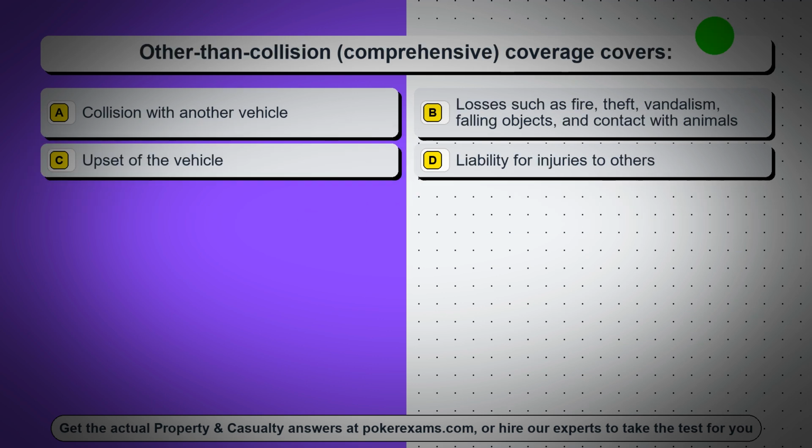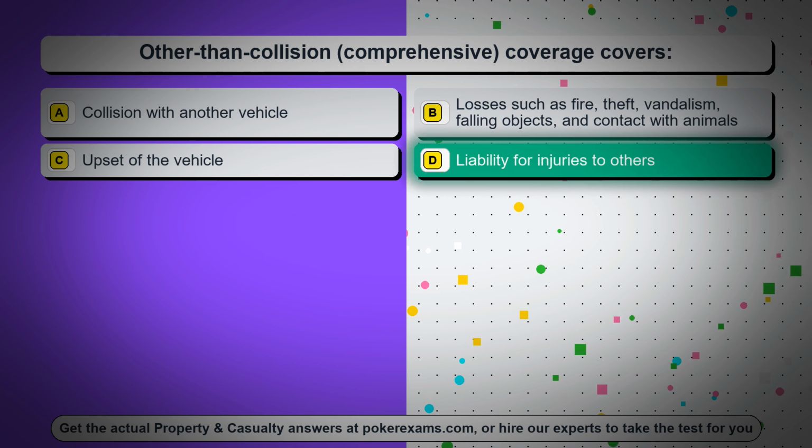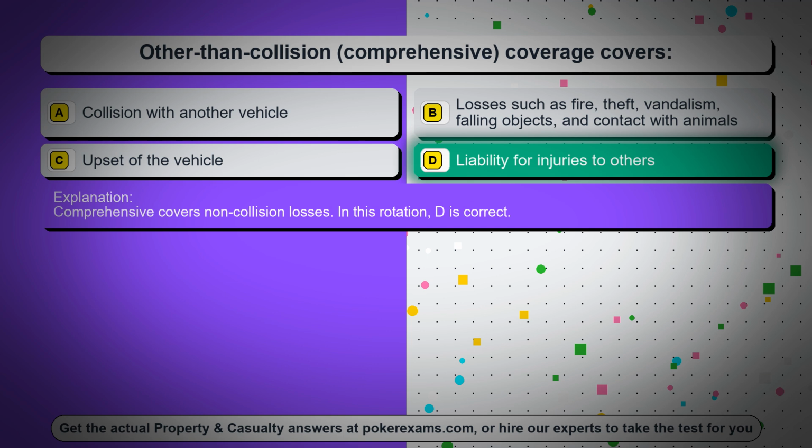Question 65. Other than collision, comprehensive coverage covers: Option A, collision with another vehicle. Option B, losses such as fire, theft, vandalism, falling objects, and contact with animals. Option C, upset of the vehicle. Option D, liability for injuries to others. The correct answer is option D, liability for injuries to others. Comprehensive covers non-collision losses. In this rotation, D is correct.